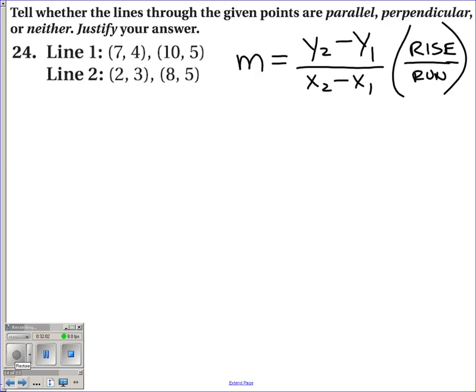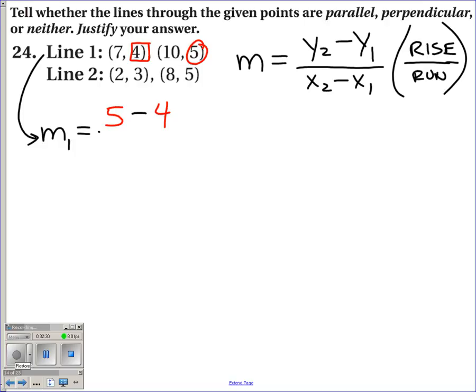So I'm going to say m sub 1. This is my line 1 slope, which is why I have the m sub 1, is equal to y2. That's going to be the 5 right here minus my y sub 1, which is the 4.